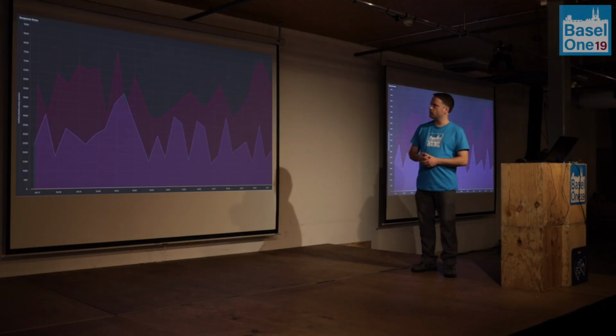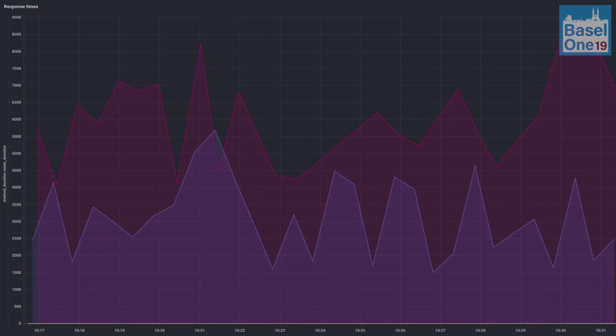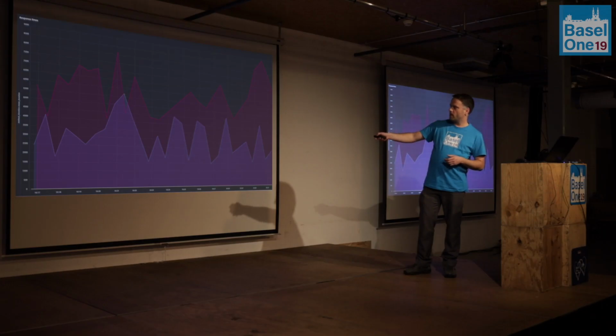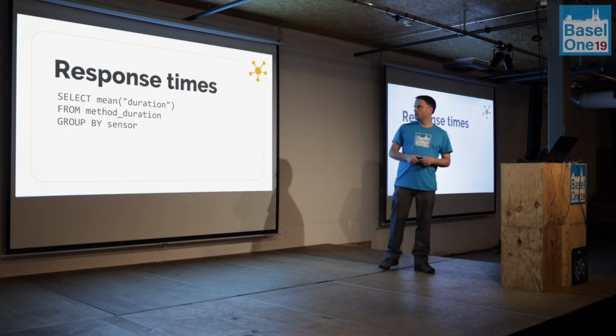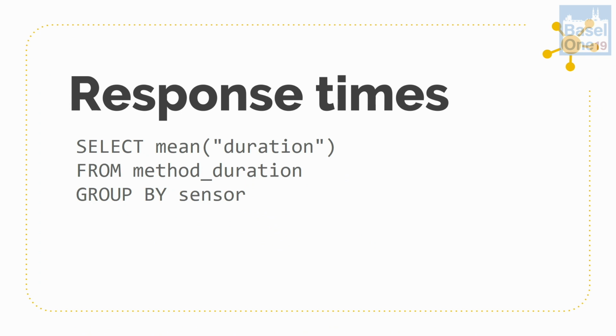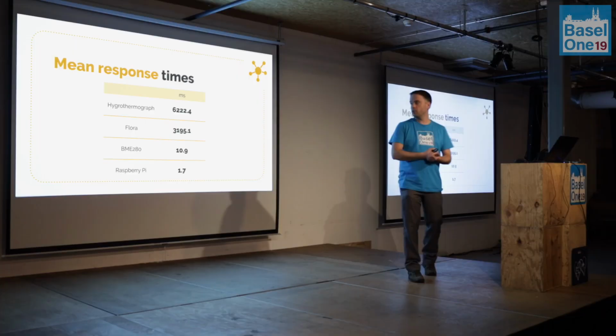We can see the same from the response times. These are the response times for the Bluetooth sensors. So this is like 8.5 seconds almost, like 8 seconds, 5.5 seconds. And the other sensors are down here. It's basically a flat line because the rest is that high. If we look at that a bit more in detail, we can create a select statement for the mean duration, for the method duration, and group it by sensor, and then we get this as a result.